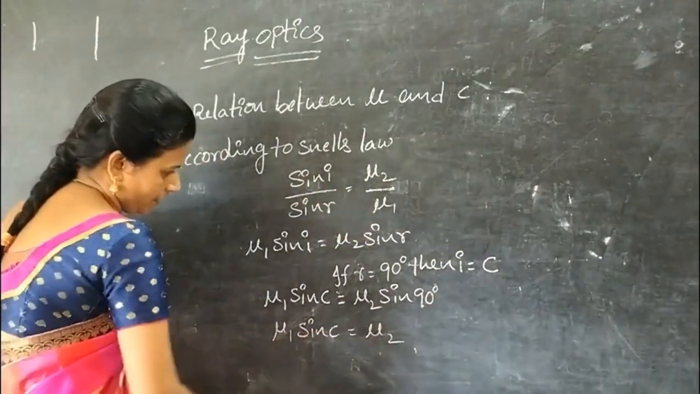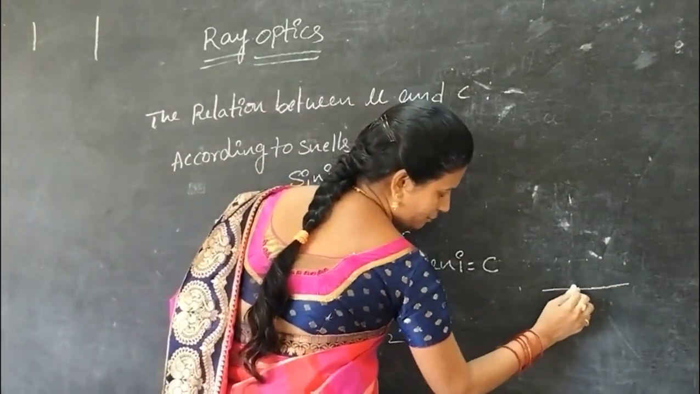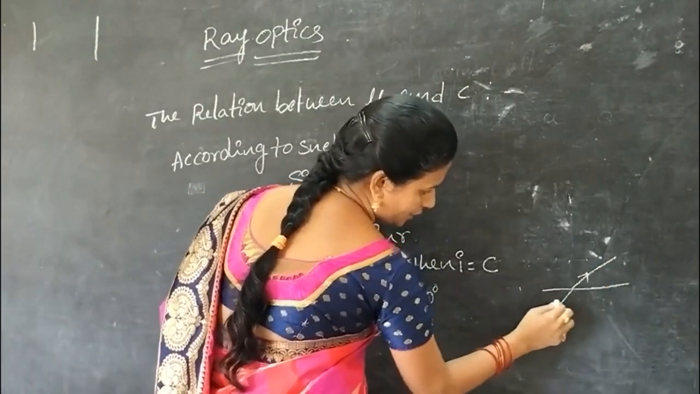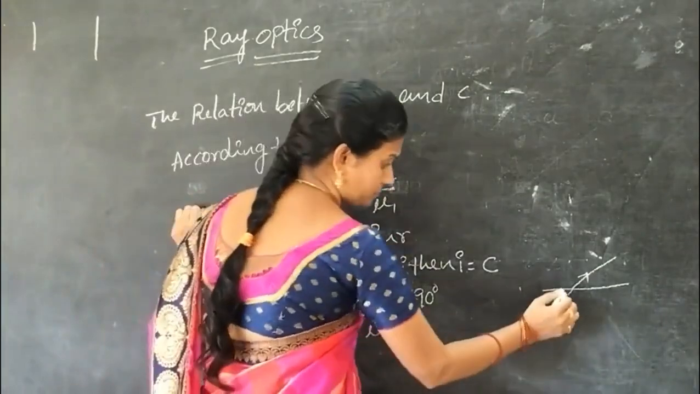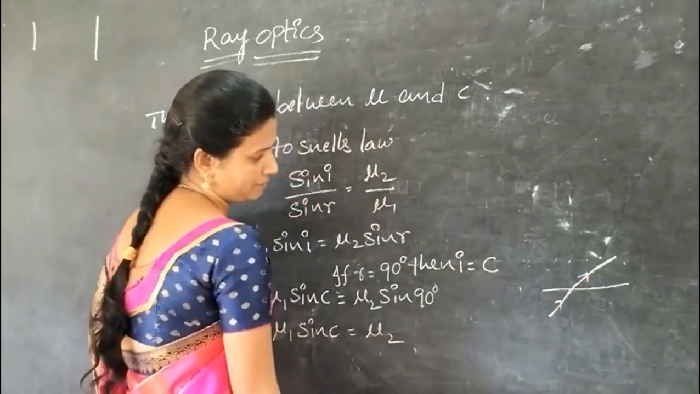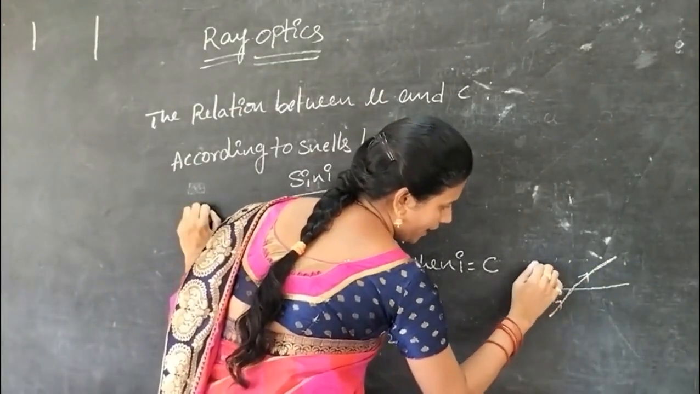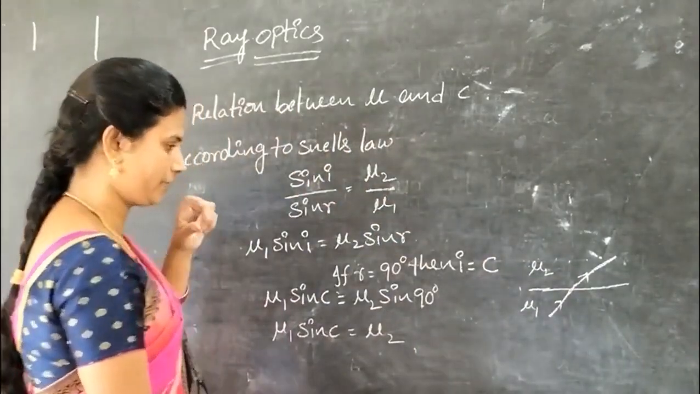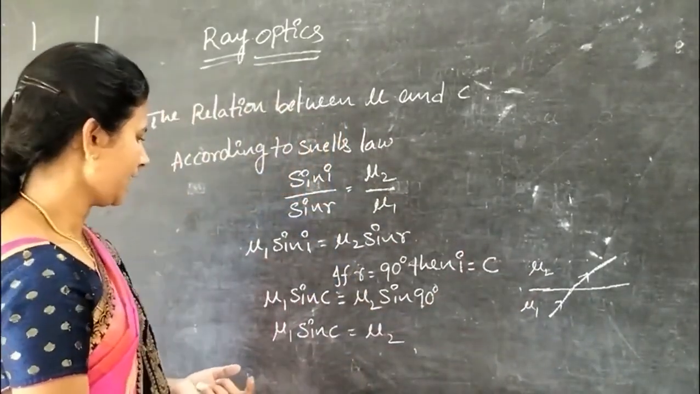So here the light ray travels from denser medium to rarer medium. Here this is the denser medium and this is the rarer medium. For example, the refractive indices are mu 1 and mu 2.